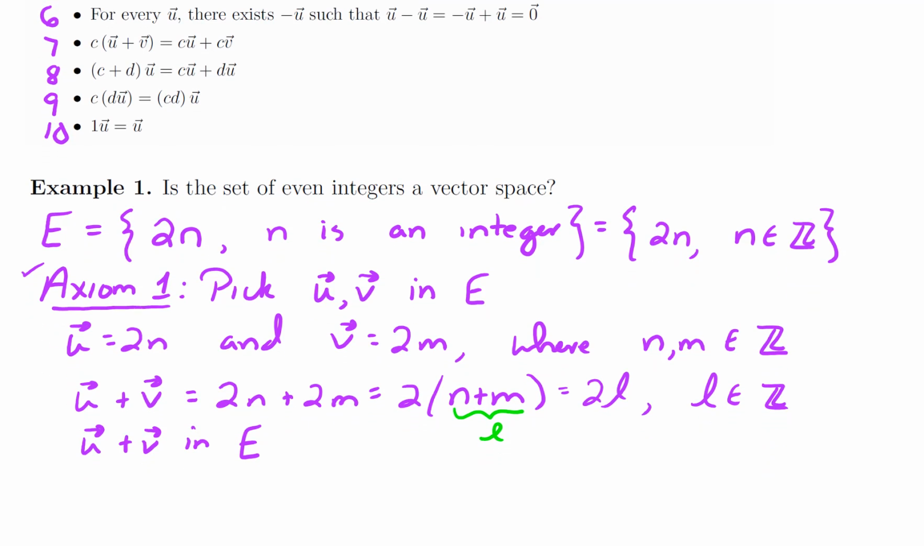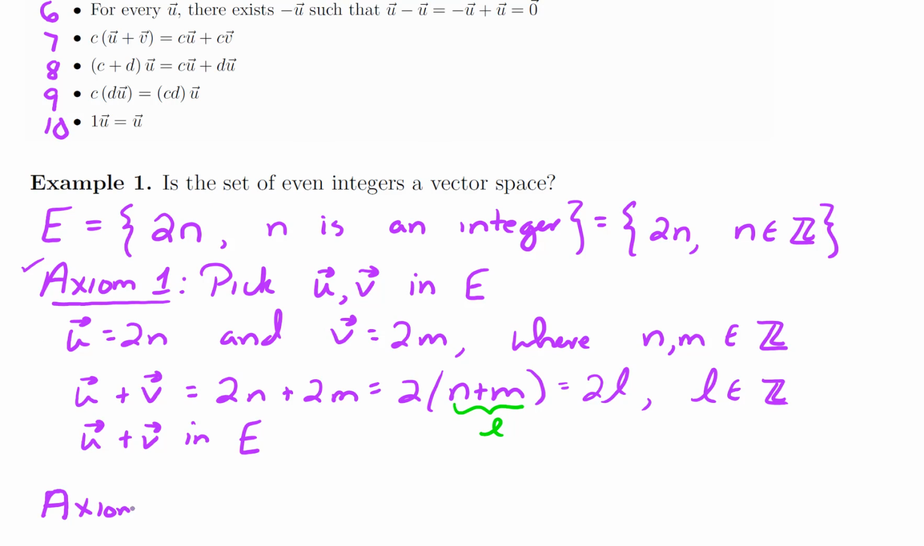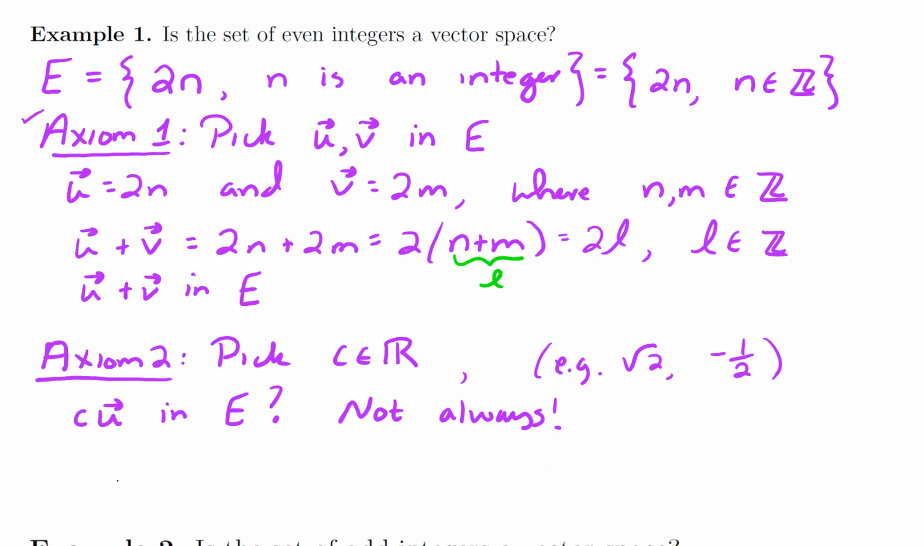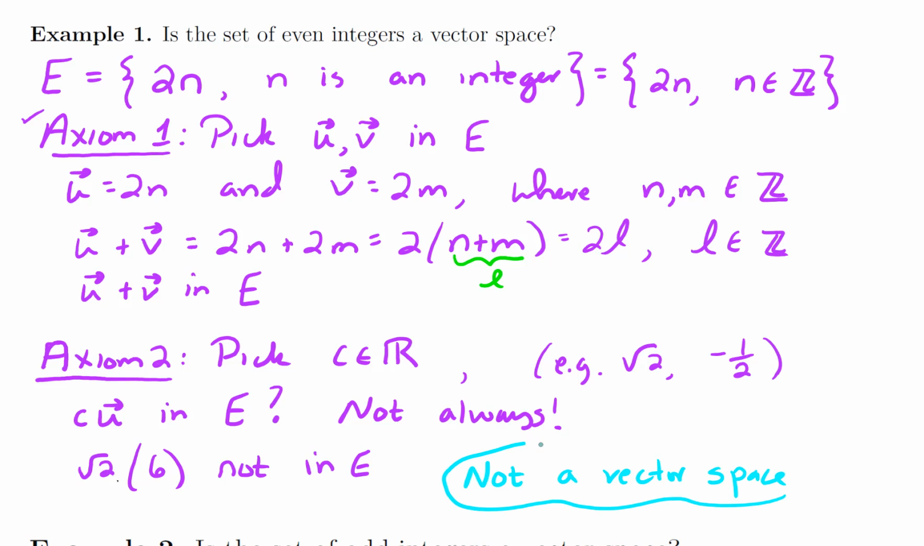But when we look at axiom number 2, pick c in the real numbers. Now c could be anything. I mean, c could be pi or square root of 2, or negative a half, whatever it is. And the question is, is c times u in our set? And the answer is not always. As a counterexample, you might see something like square root of 2 times vector u. Here's an even integer, and that's certainly not in E. And so this set of even integers turns out to be not a vector space, because we failed axiom number 2.